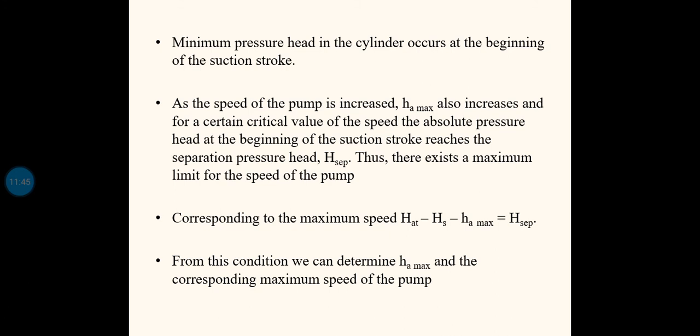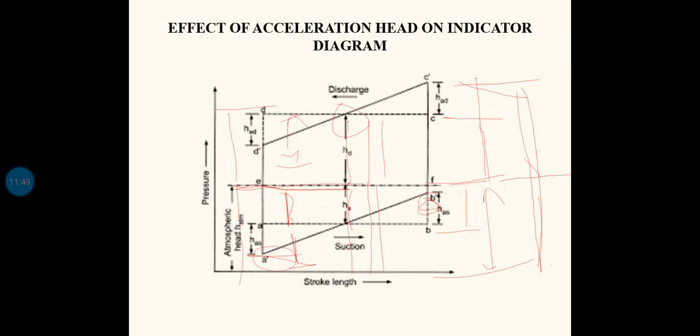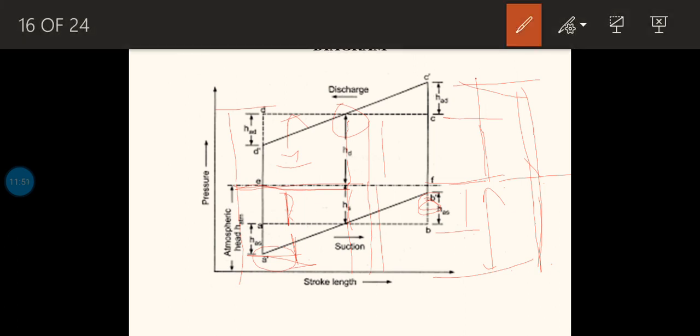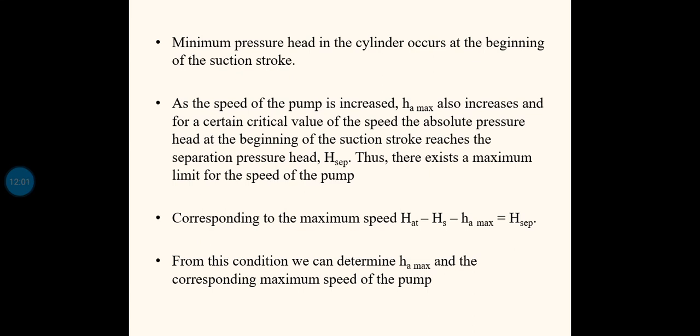So the minimum pressure head in the cylinder occurs at the beginning of the suction stroke. From this figure you can see the minimum pressure head is at this point. During the suction stroke, the minimum pressure head is at this point, and during the delivery stroke, the minimum pressure head is at this point. As the speed of the pump is increased, HMax also increases, because it is depending on the term omega. So if the speed is increased, HMax also increases.